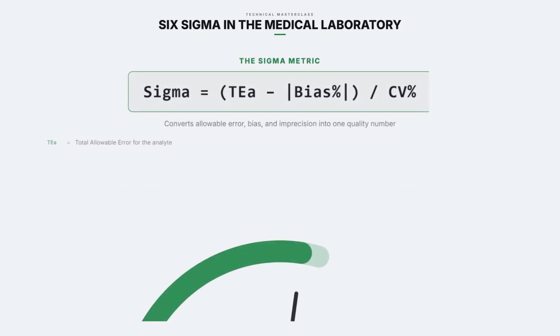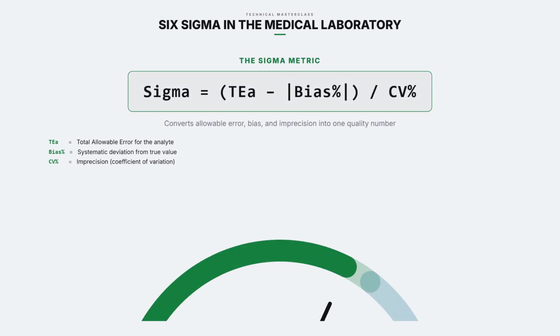The formula pulls 3 numbers you should already have on hand: total allowable error (T), your method's bias, and its coefficient of variation. Subtract bias from T, divide by CV%, and the result is your sigma, expressed in the same standard deviation units as everything else in your QC program.